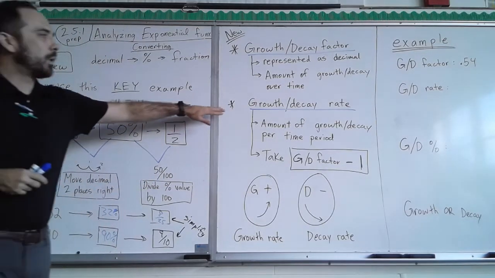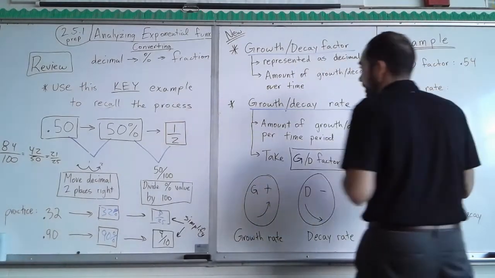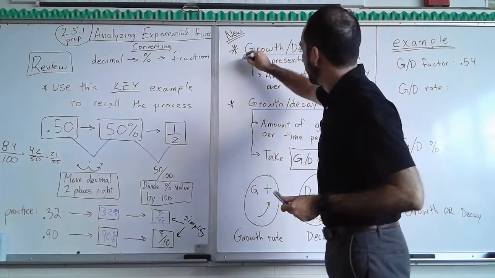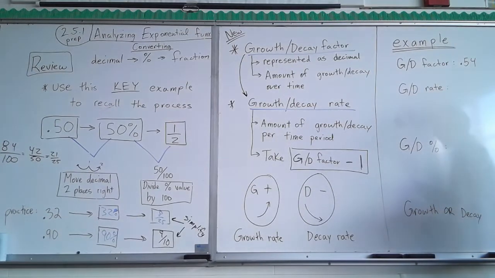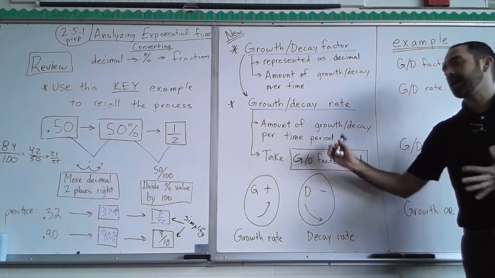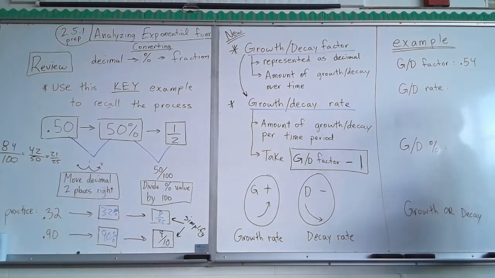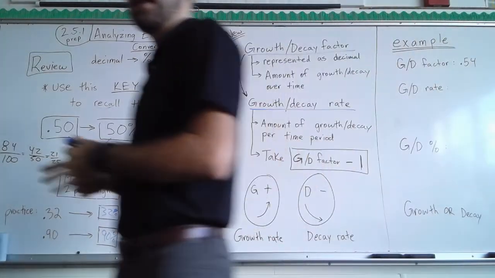What we need to do is convert between the factor, which we're given, and the growth decay rate. And this is the amount of growth or decay per time period. So it could be per week, per year, per day, per hour.